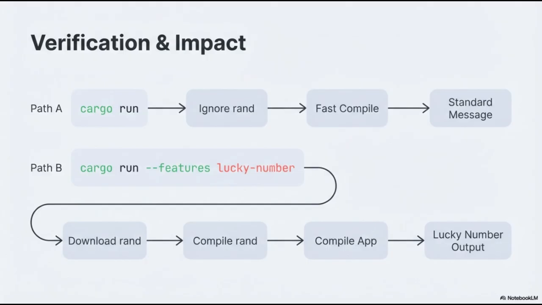In contrast, Path B shows what happens when we enable the lucky_number feature flag. By running cargo run with this specific feature, the workflow changes significantly. The system must now download and compile the rand dependency before compiling the application itself. While this adds steps to the build process, it is verified by the final lucky number output. This comparison highlights how conditional compilation allows us to keep our core build fast and lean, while still providing the flexibility to pull in heavier dependencies only when they are explicitly needed.